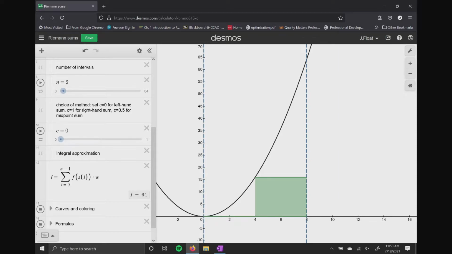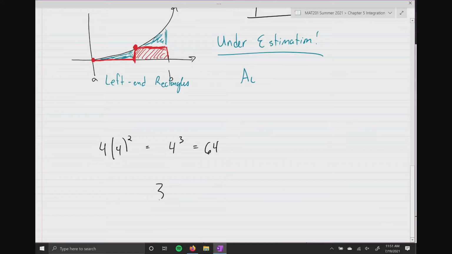So now what I'm going to do is change this to right-ended sums or right-handed rectangles. And notice just like in the theory part of this lecture, we have this over approximation from 0 to 4 and then another over approximation from 4 to 8. And notice that the integral approximation for this is 320. So the true area in between these two curves has to be in between 64 and 320.